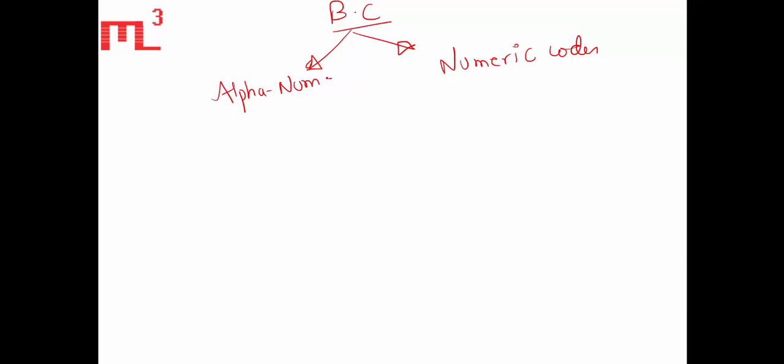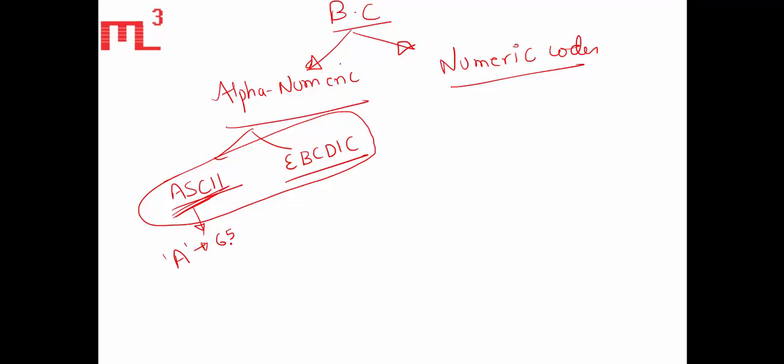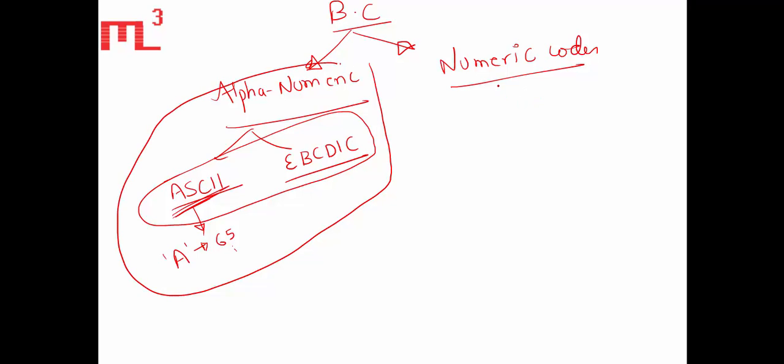Alphanumeric codes you can see as ASCII code or EBCDIC code. EBCDIC is the Extended Binary Coded Decimal Interchange Code. These types of codes have not been asked in GATE. ASCII code is nothing but, in your computer system keyboard, the key A is represented by ASCII code 65. So this section is not important with respect to GATE.